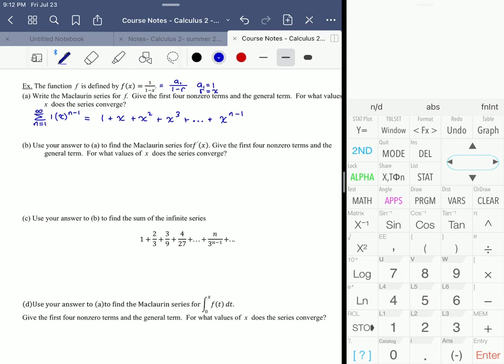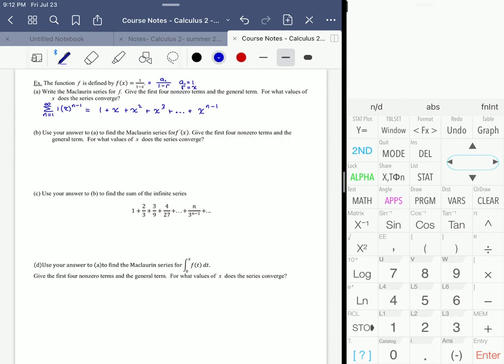All right, and so for what values does the series converge? Because we know that it is geometric. Now it follows the Maclaurin progression in a sense, but it is geometric. We can say the absolute value of x is less than 1, which means that x is between -1 and 1. All right, so we have that taken care of.